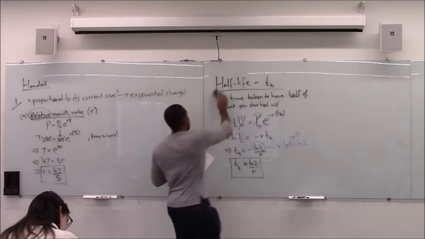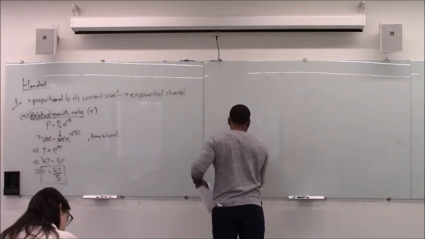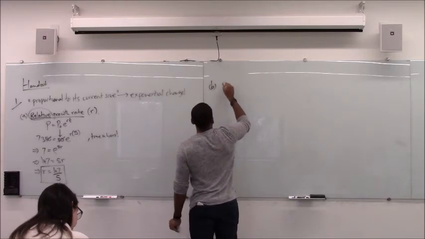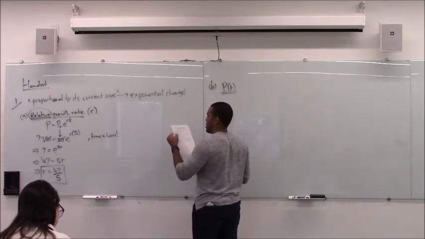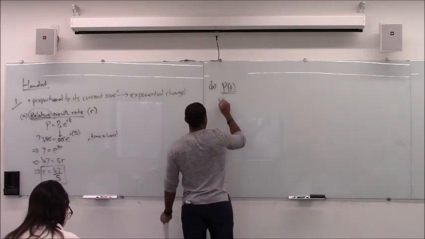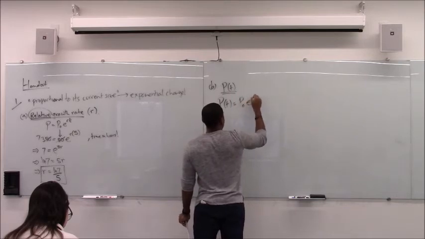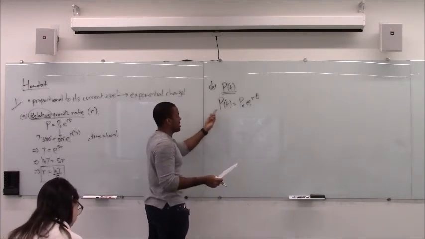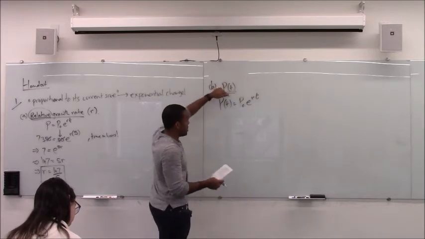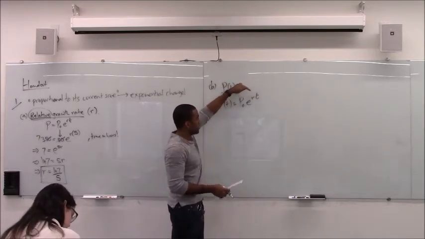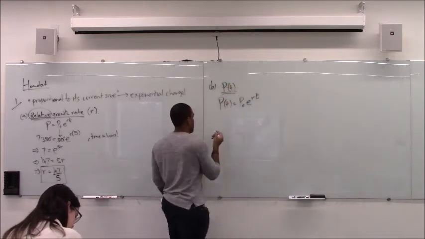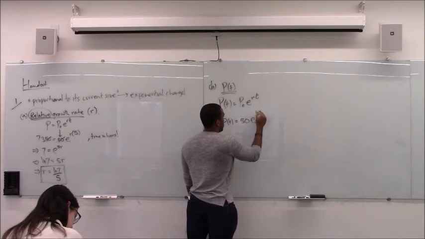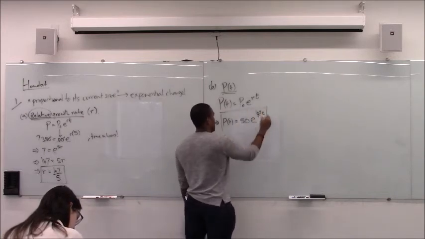Now, in part B, it says find a formula for P of t. P of t is the current size of the population of bacteria. So we know that P of t equals P naught e to the rt. That's the growth formula. The P is like your y value, the output, so it stays as a P. The t is like your input, so that stays in the formula. You need to fill in the P naught and the r. So P of t equals 50e to the (ln 7 over 5)t. And that's your answer.